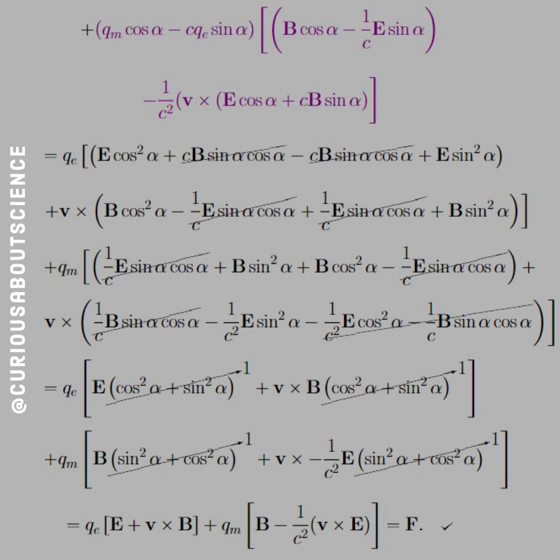And similarly on the magnetic charge, once we expanded and then factored for QM and QE, we see that again we have sine squared plus cosine squared, sine squared plus cosine squared with the appropriate factors. And we see that we're left with QE times E plus V cross B plus QM times B minus 1 over c squared, V cross E, and that's equal to F. So F prime equals F. That's awesome. Messy, but awesome.